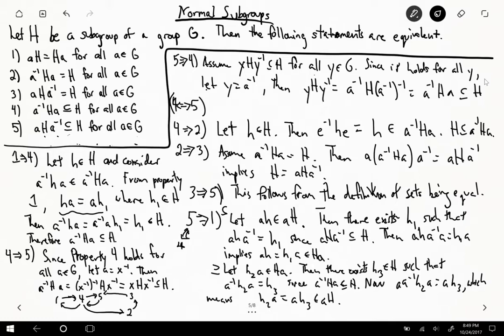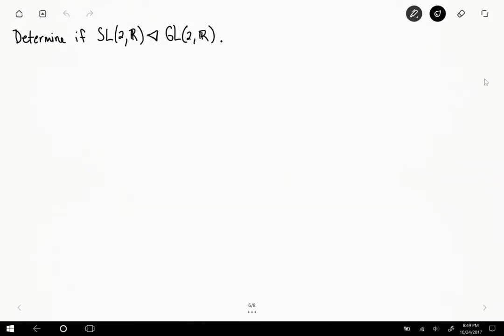Okay. Let's move forward to the next problem if there are no questions. So now we did all that work for all those different statements, and we want to determine if something is normal, a normal subgroup. That's what that little triangle symbol means. So we have the special linear group of 2x2 matrices with real coefficients, and then the general linear group of 2x2 matrices with real coefficients.